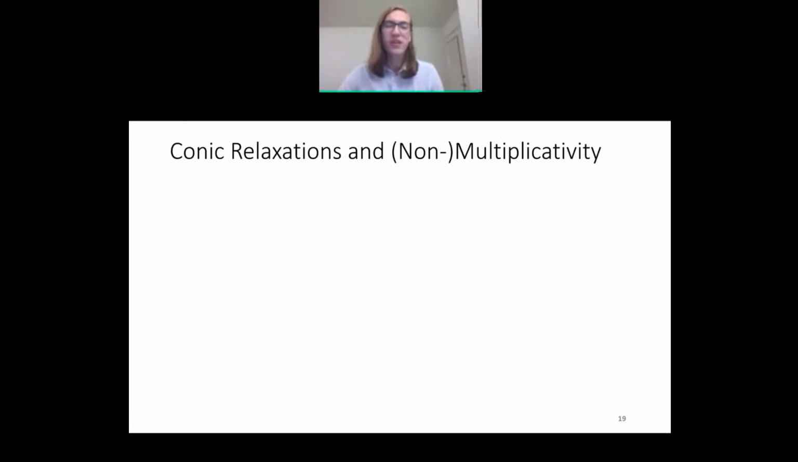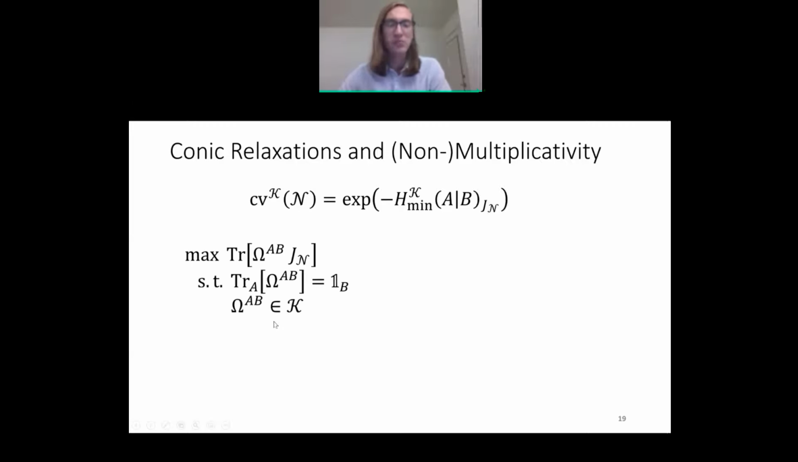So, I mean, we just saw that if you have one resource, you have the min entropy, and originally we had the separable min entropy. So it might be natural to say, let's just define the communication value for an arbitrary conic cone K, in terms of the min entropy on the choice state. And then you have the same sort of primal problem just over a different cone.